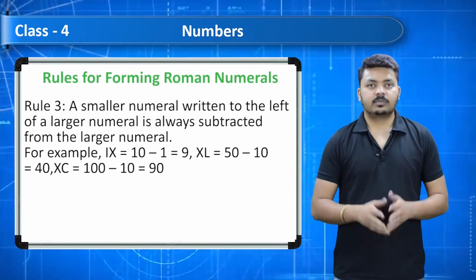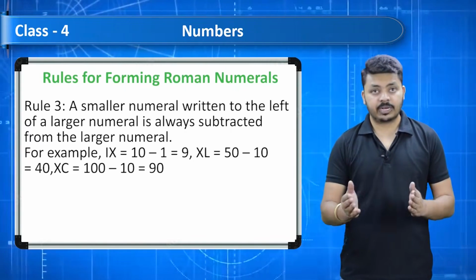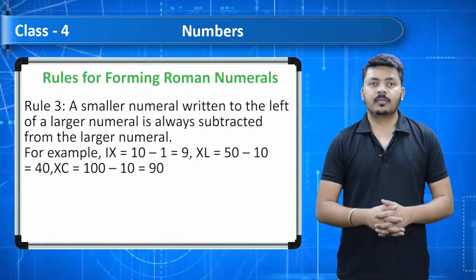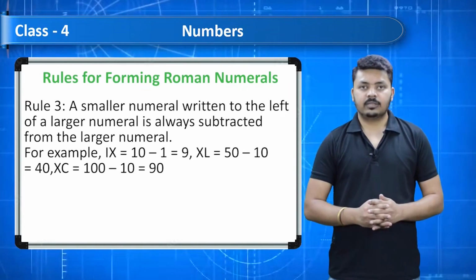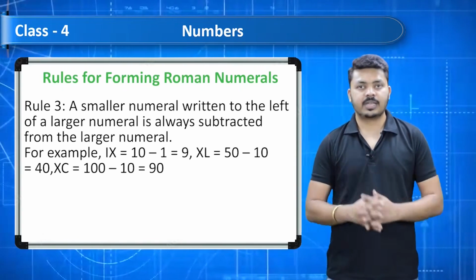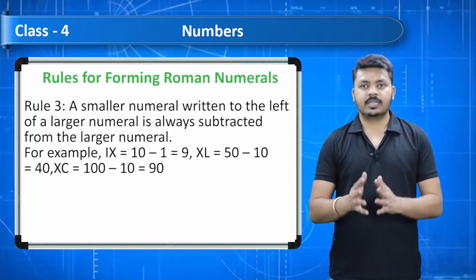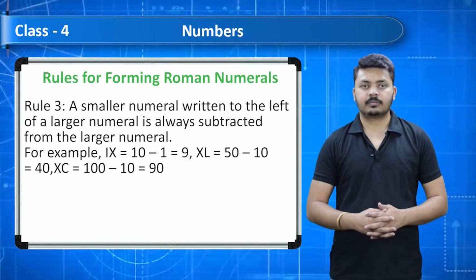Rule 3. A smaller numeral written to the left of a larger numeral is always subtracted from the larger numeral. For example, IX is equal to 10 minus 1 equals 9. XL is equal to 50 minus 10 equals 40. XC is equal to 100 minus 10 equals 90.